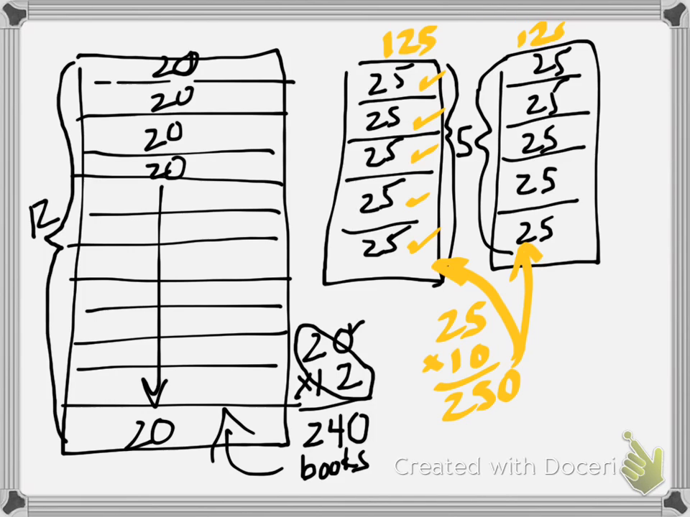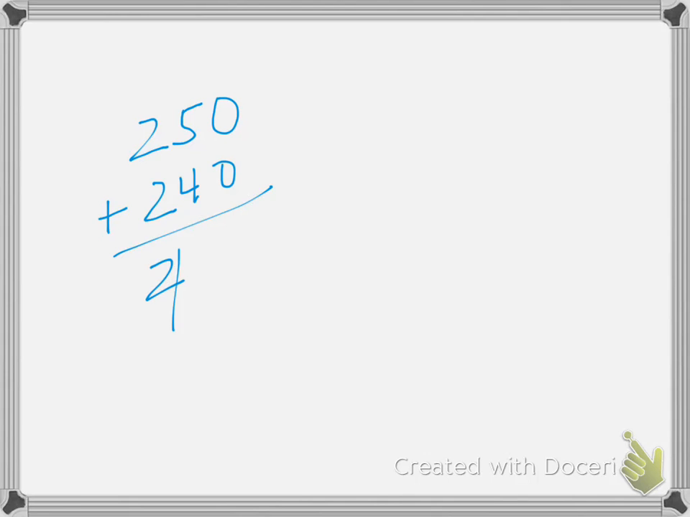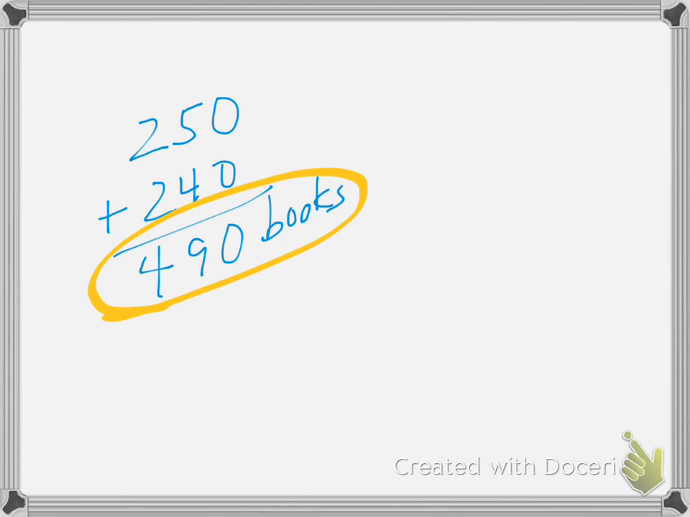So the first question asks, how many books are there in all? To find the number of books in all, we're going to take our 2 totals and add them. So we're going to take 250 plus the 240. So we're going to have a total of 490 books. So that's going to be our first answer right there, 490 books.